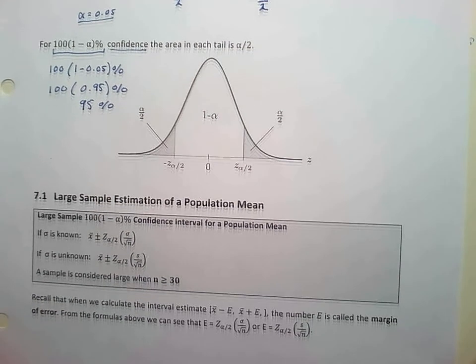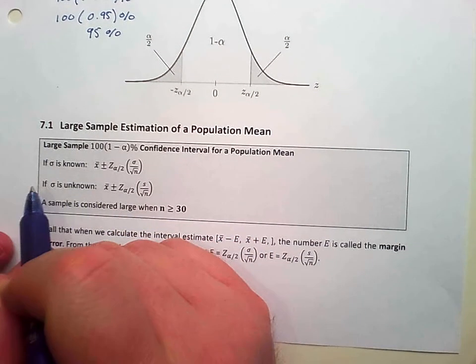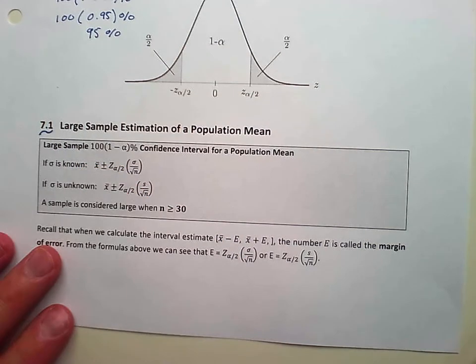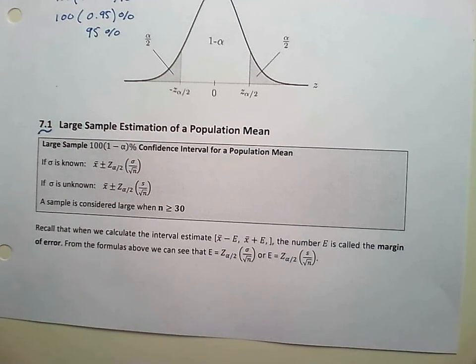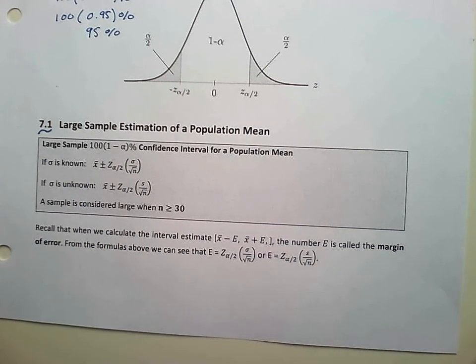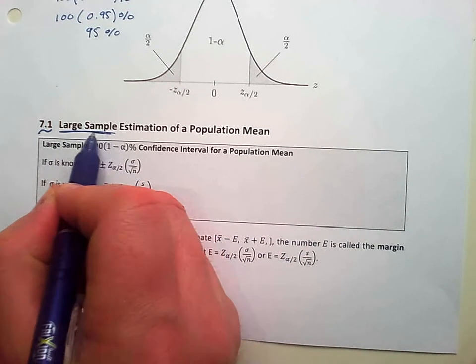Before we get into actually doing some numerical problems, let's take a look. Now we're getting into section 7.1. This other part that we talked about was really just the prelude to us doing this and looking at the overarching picture. Now we're talking about section 7.1, and section 7.1 talks about large samples.